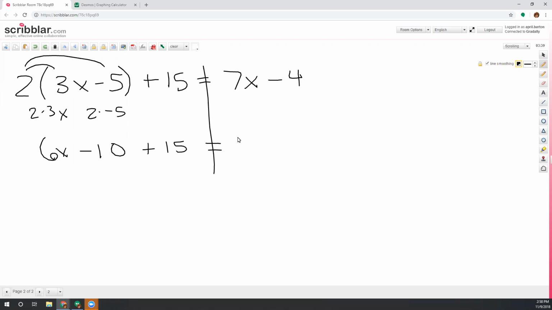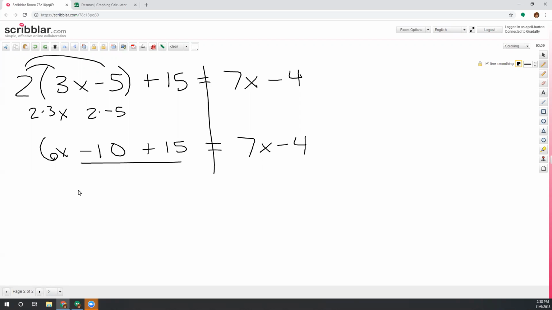We still have plus 15. We still have 7x minus 4. Good. So now we still have a lot of stuff going on the left. We can combine some like terms. So what like terms could we combine together? And exactly. When you're typing your responses, sometimes what I'm saying is exactly what you're typing.